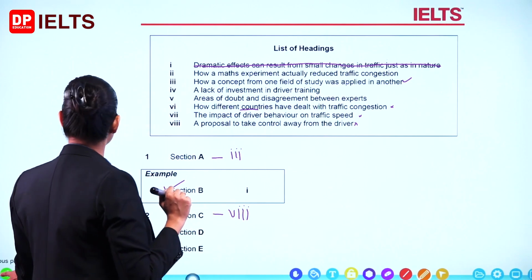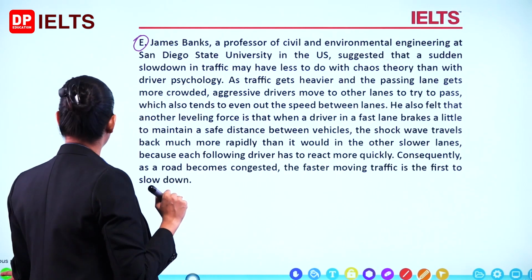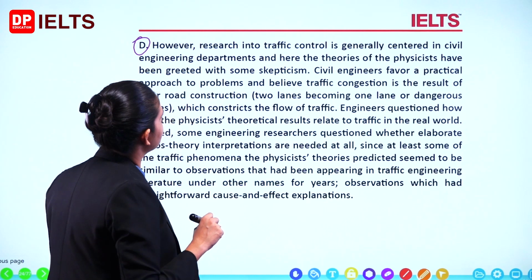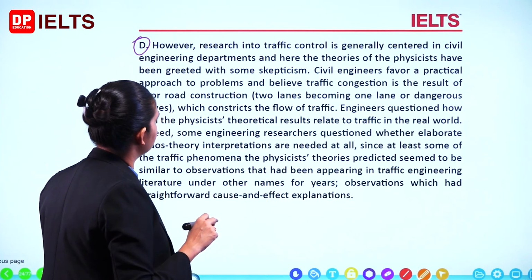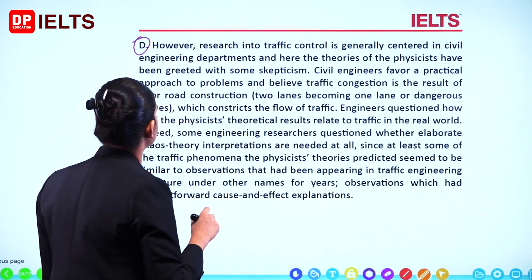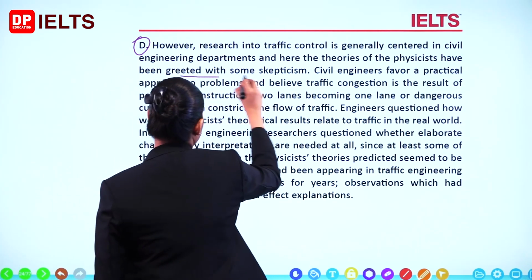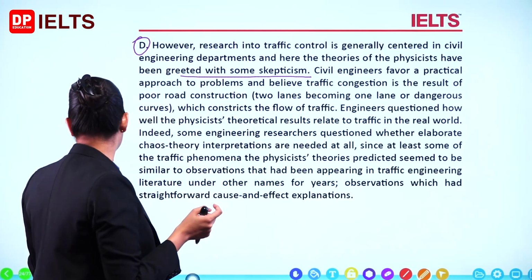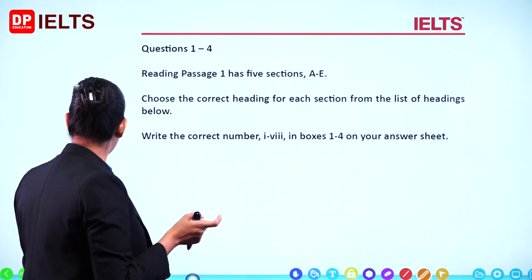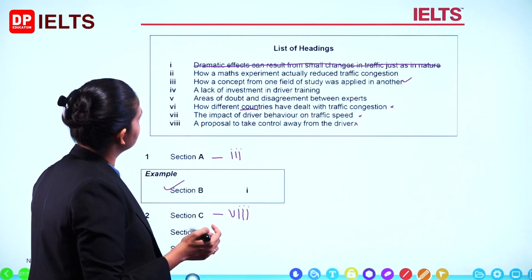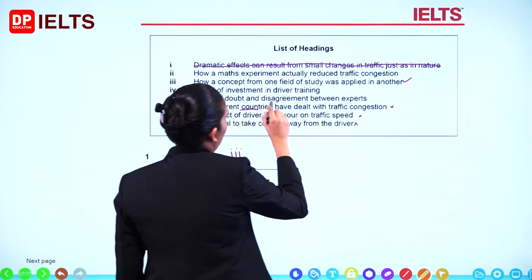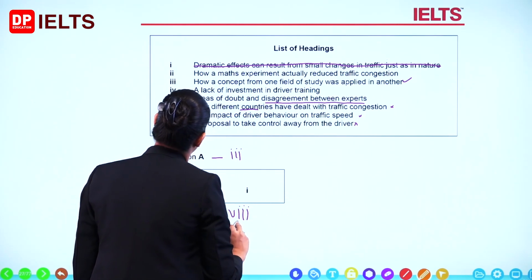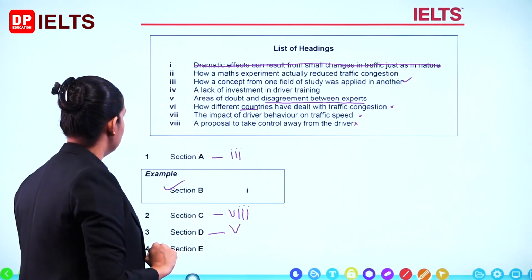D, okay, so let's have a look at D. However, research into traffic control is generally centered in civil engineering departments, and the theories of physics have been greeted with some skepticism. Some skepticism means some kind of disagreement. So let's have a look at anything we've got like that. Yes. Areas of doubt and disagreement between the experts. I would take that, and that is number 5.